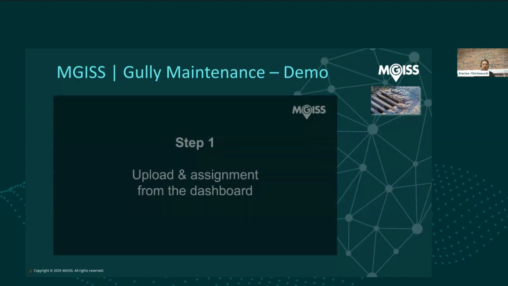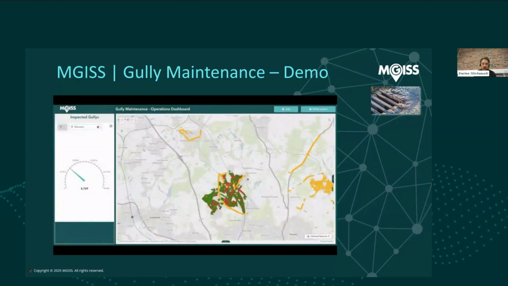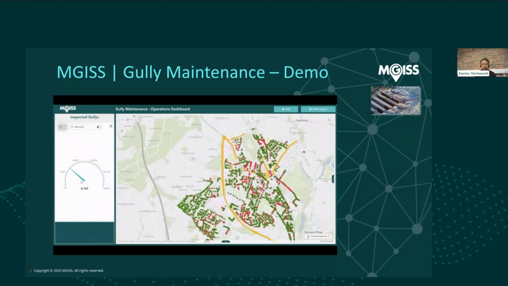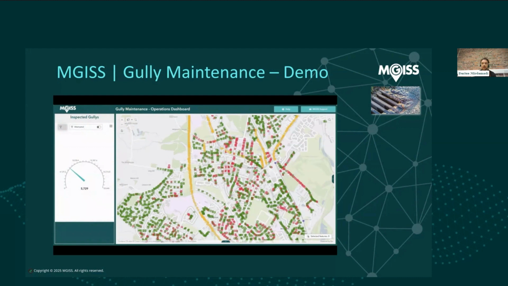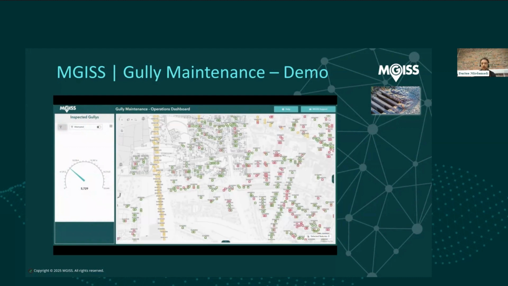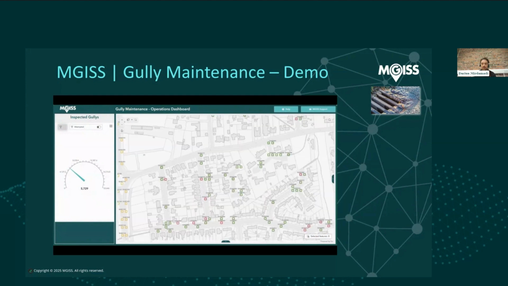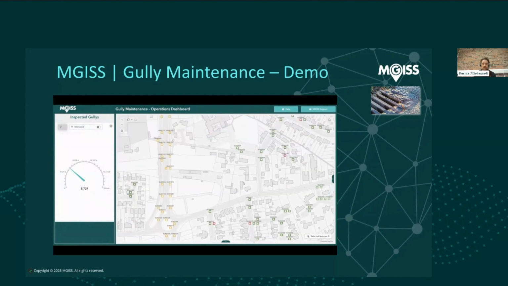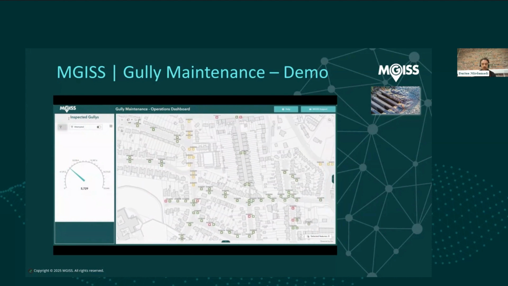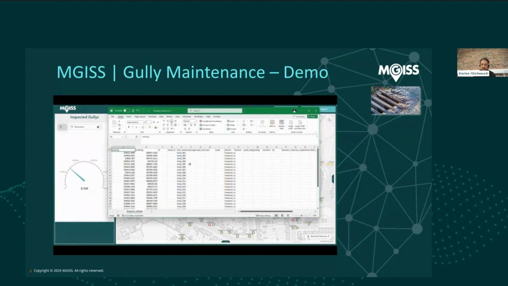So step 1, upload an assignment. Firstly, we use a browser secure login to access the gully maintenance dashboard. We can see here maintenance scheme in progress, inspected gullies in green, could not inspect in red, and to be inspected in orange. So simple traffic light symbology. We also have a gauge on the left panel, simply to report on gullies loaded into the system versus those that have not been inspected.